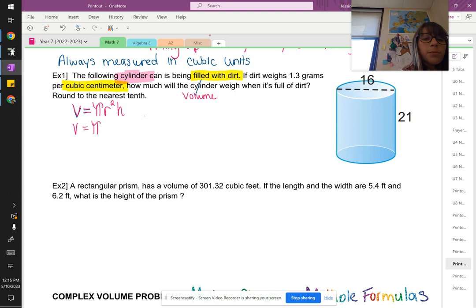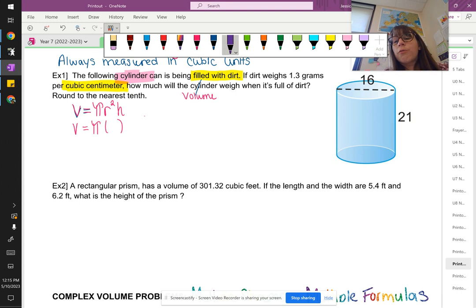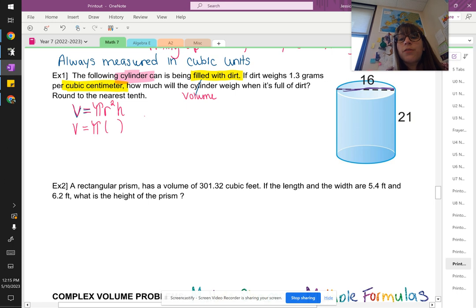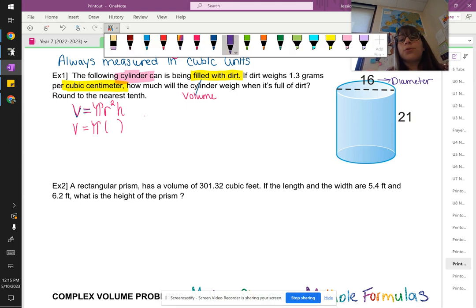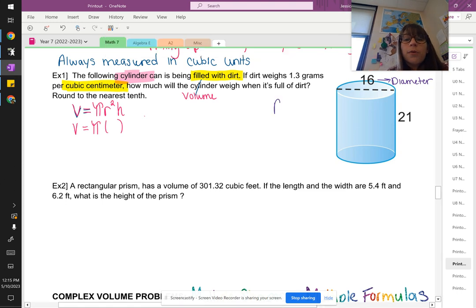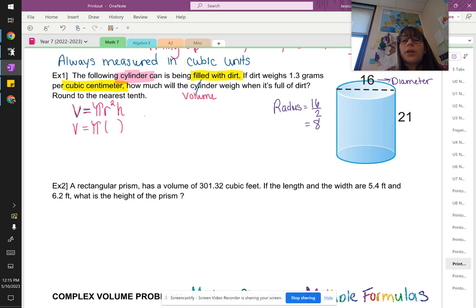Pi stays pi because pi is just a number. R stands for my radius. Going over to my diagram here, that 16 is showing me the entire width of that circle. Therefore, that 16 is actually our diameter. The more you write on your paper, the less likely you are to accidentally put that 16 in for the radius. Remember, my radius can be found by taking that diameter and dividing it by 2. So I have a radius of 8.